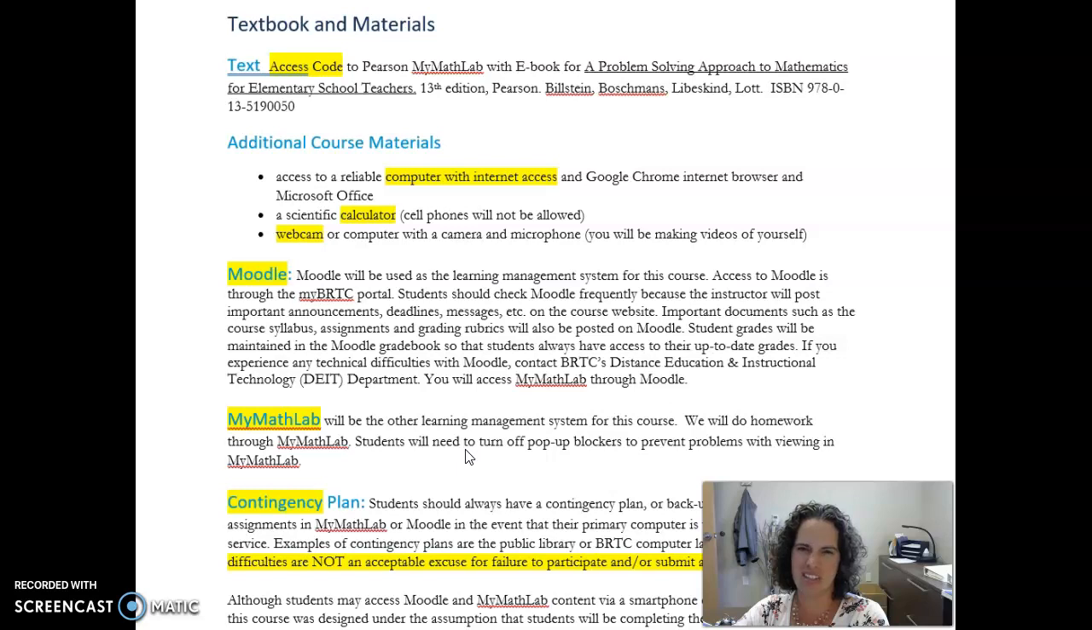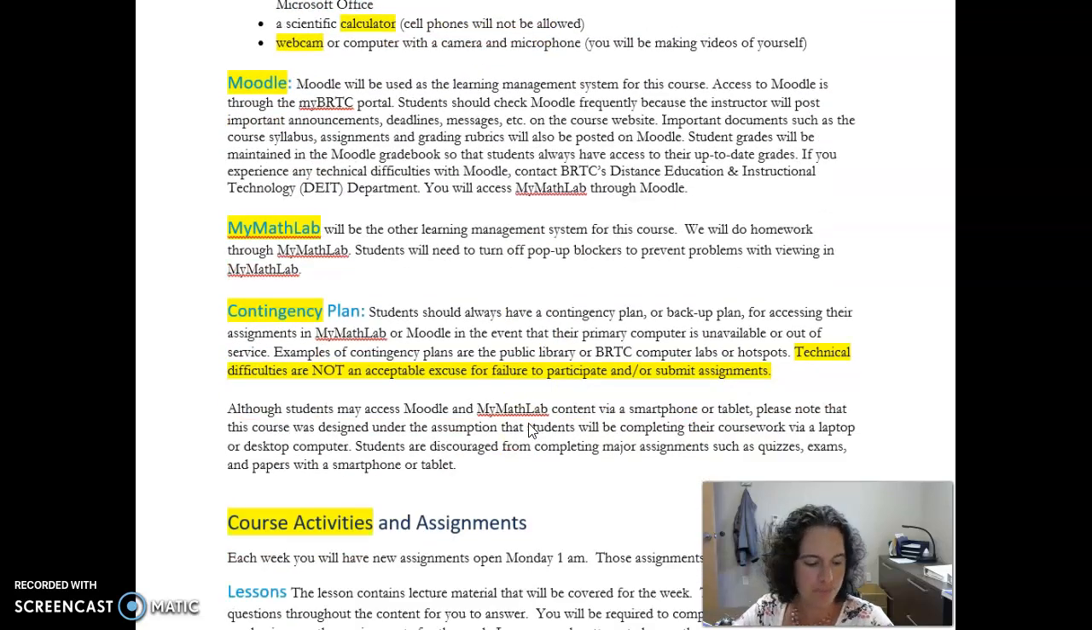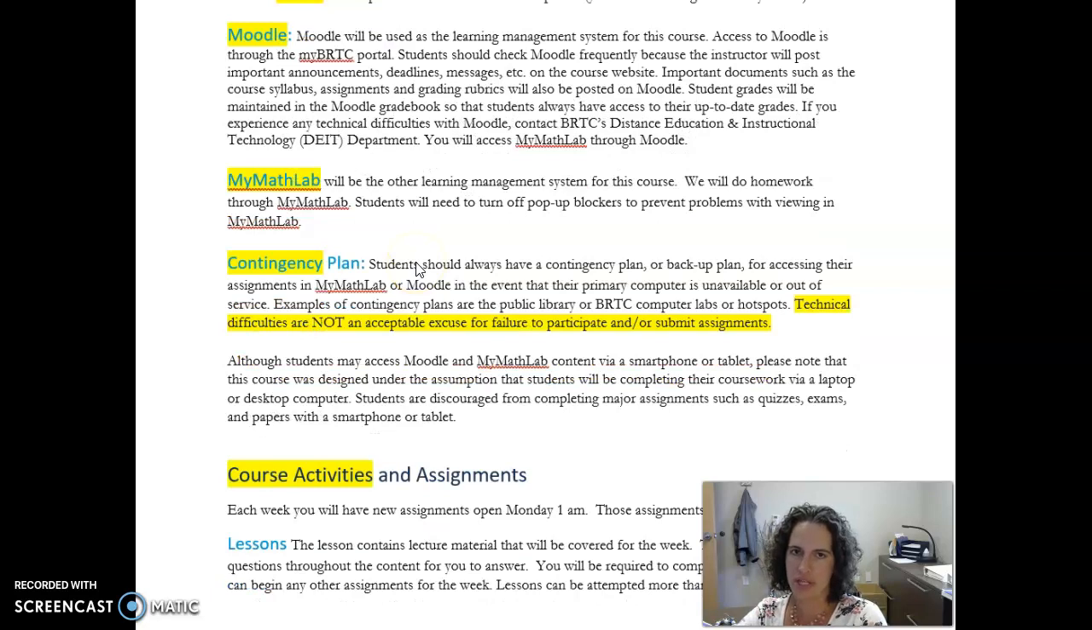Math is just kind of hard to type in Moodle. So Mymathlab comes with its little toolboxes that make things a lot easier. So we'll be doing homework and quizzes and such like that in Mymathlab. You are going to have to make sure you turn off your pop-up blockers so that Mymathlab will work correctly. Okay, so it is an online class.